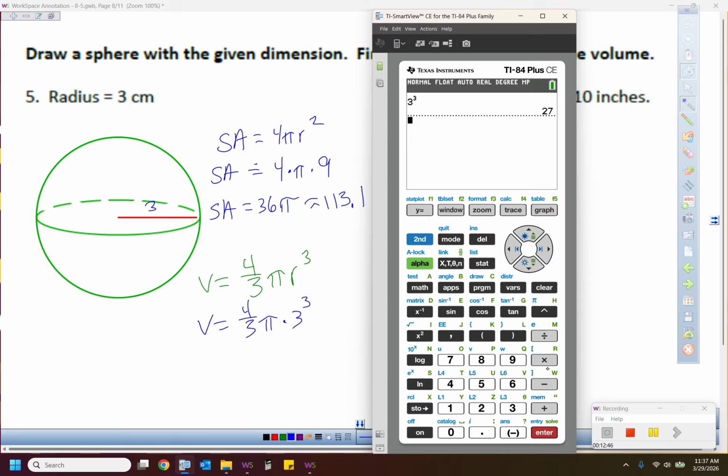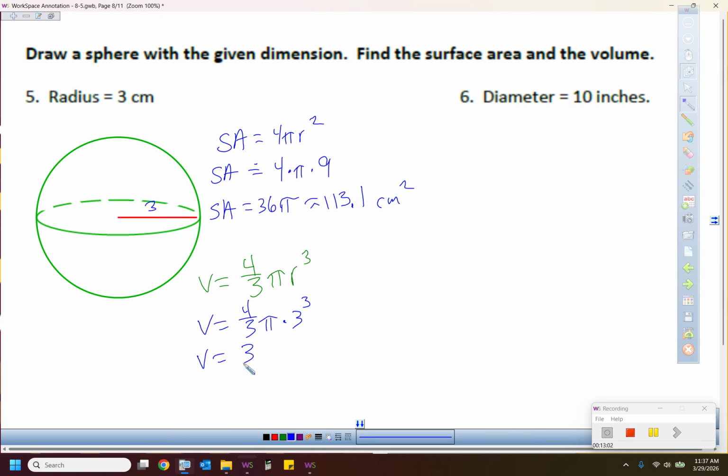And then I want to take him times 4/3 in parentheses. So I was just hitting 4 divided by 3 and seeing if it comes out nice. And it does. It came out to be 36. So there's still that pi with it. So I took 27 times 4/3, and a lot of times that won't come out nice. But it is just a coincidence that the surface area and the volume of this sphere are the same.